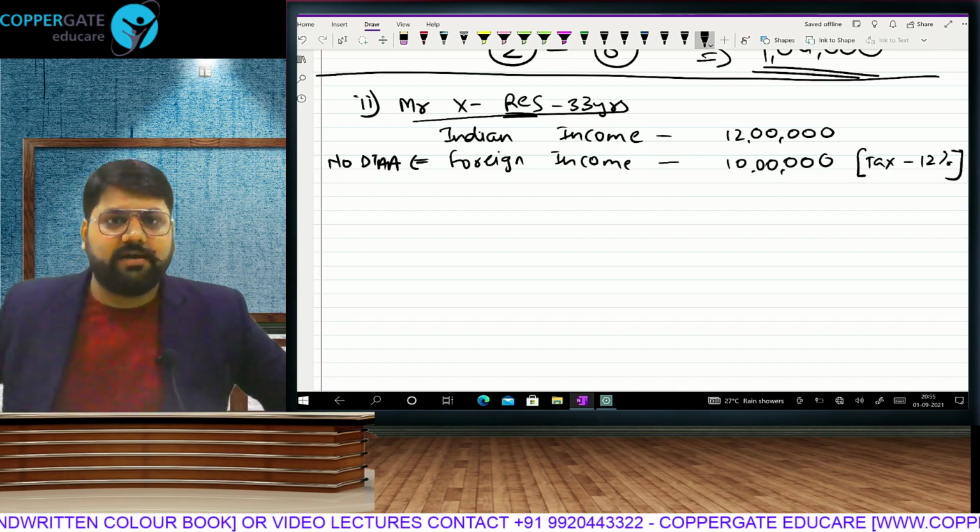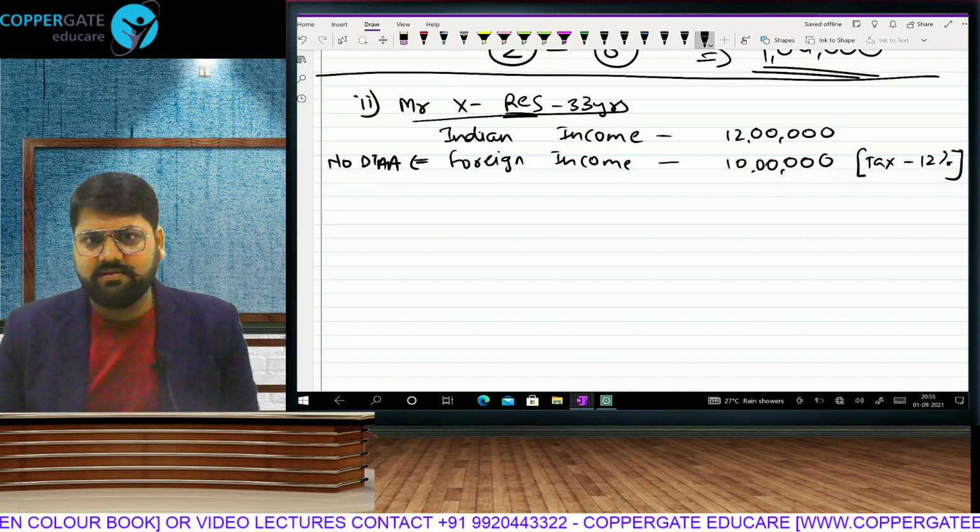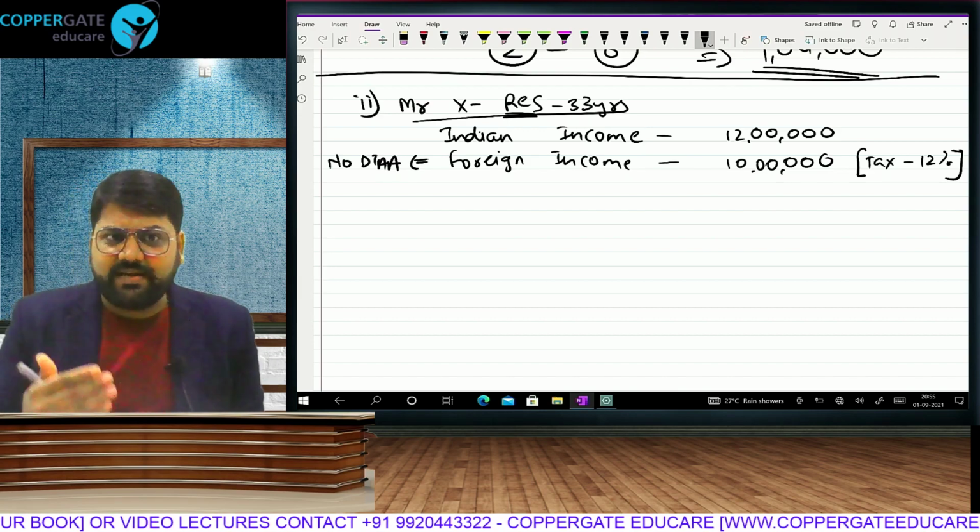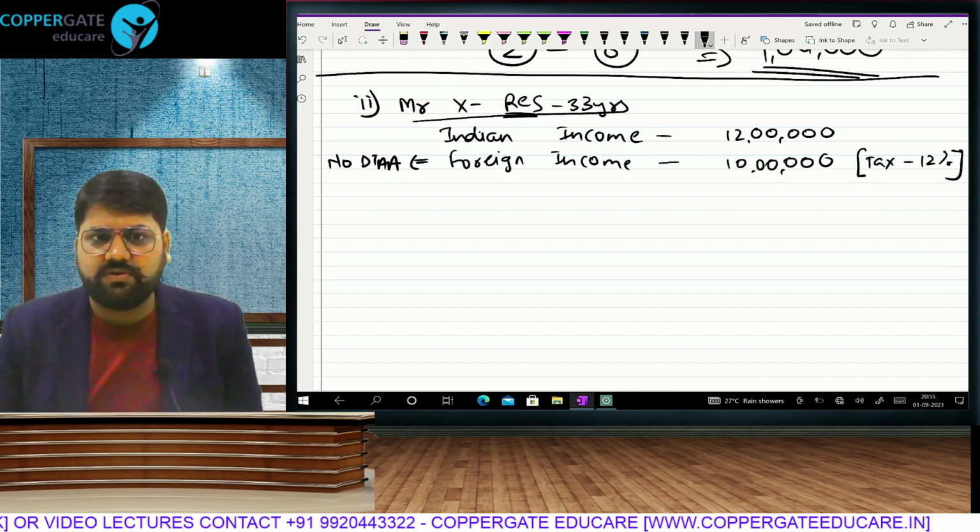Now let's talk about 10 lakh rupees. Is it taxable in India? Despite the fact that it is earned in a foreign country, why so?